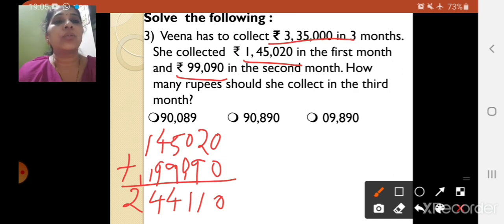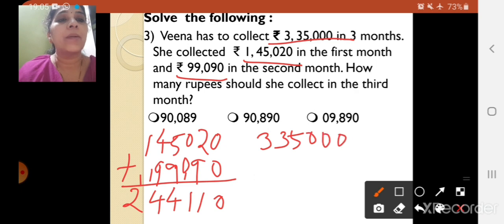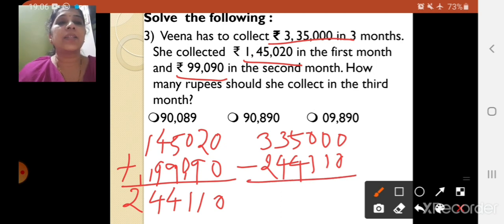So what you will do? You will take the number 3,35,000 minus what we have got from the first and second one, 2,44,110. So 0, 1, 1, 4, 4 and then 2, right? Now 0 minus 0 is 0. 0 minus 1 you cannot subtract. So you are going to borrow 1 from the hundreds place. But in the hundreds place again it is 0, right?